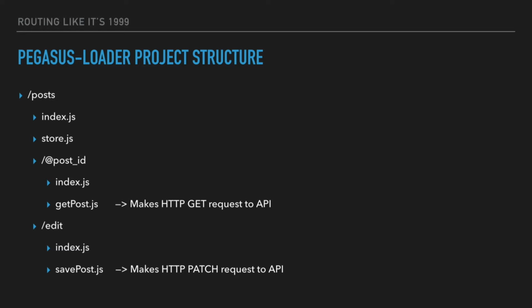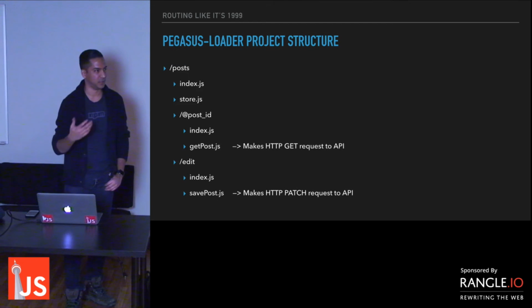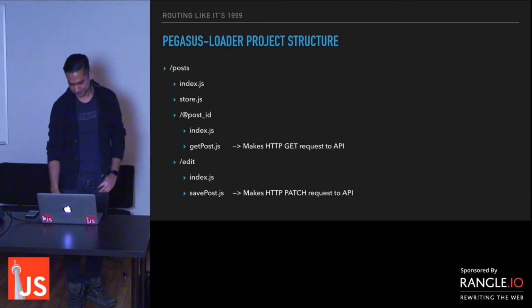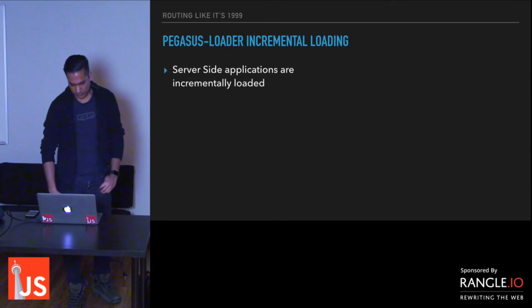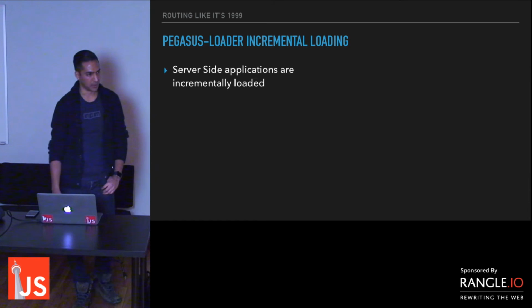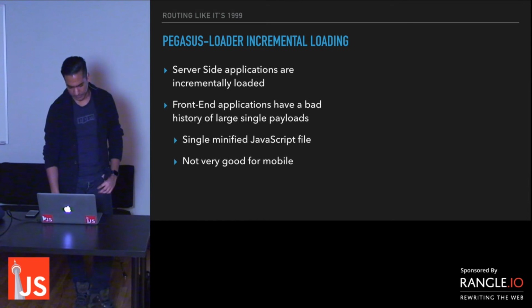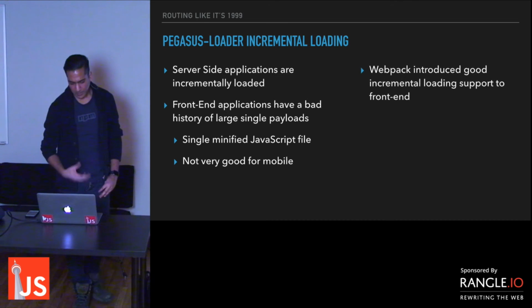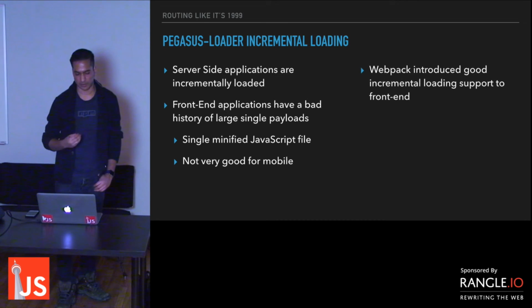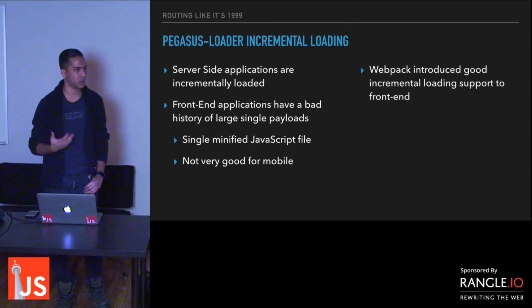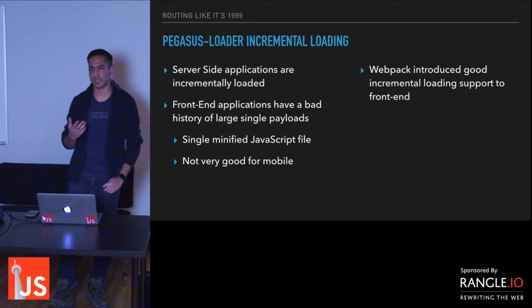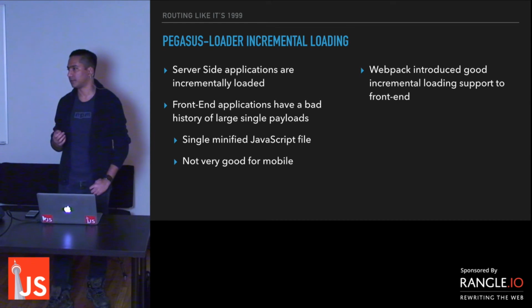How does Pegasus Loader improve on that? Well, and by extension, how does React Router improve on that, in fact? So all of our server-side applications were incrementally loaded way back in the 90s. And front-end applications have a terrible history of these large payloads, not very good for mobile. So Webpack introduced us to good incremental loading support for the front end. If you're not familiar with Webpack, they have this concept of code splitting, and these code splits define code chunks. I'll get into that a bit more later.